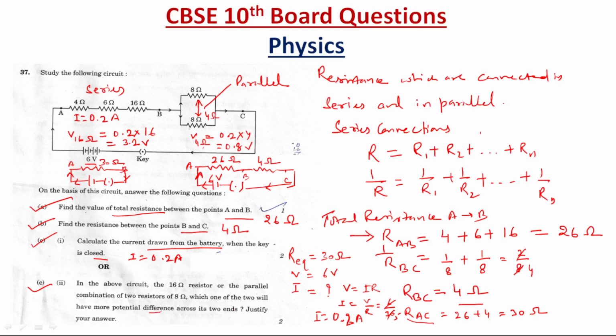So which one of the two will have more potential difference? More potential difference will be across the 16 ohm. Yes, across the 16 ohm will have more potential difference of 3.2 volt. It is only because the resistance is creating more. The resistance is of a higher value, so that's the reason this potential difference is also more.